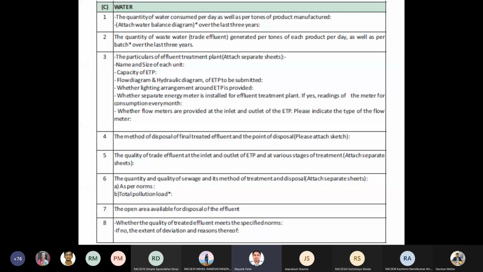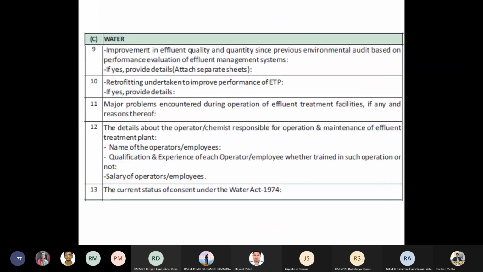Then open area available for the disposal of effluent, if there is any, then the details thereof, the total pollution load, the quality and quantity of sewage generated, that is also mentioned in this report, and whether the quality of treated effluent meets the specified norms. If it is meeting the discharge limits given in the consent to the industry under the Water Act, then you can mention it. If it is not meeting the norms, then you can write the deviation and the reasons thereof.